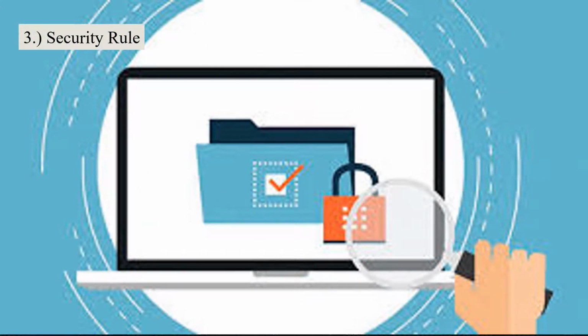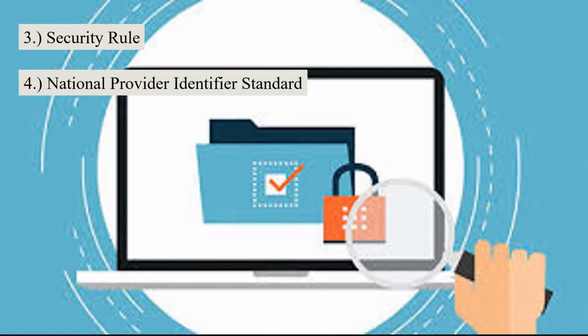The HIPAA Security Rule sets standards for the protection of electronic protected health information and for patient data security. The National Provider Identifier Standard states that each healthcare entity, including individuals and employers, must have a unique 10-digit National Provider Identifier number. HIPAA Enforcement Rule establishes guidelines for investigations into HIPAA compliance violations.